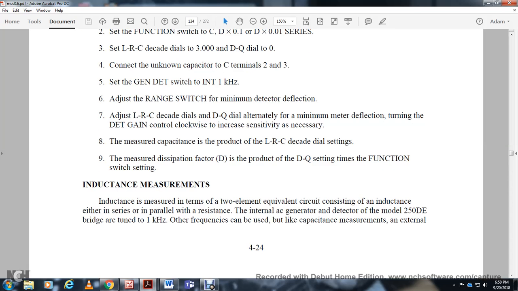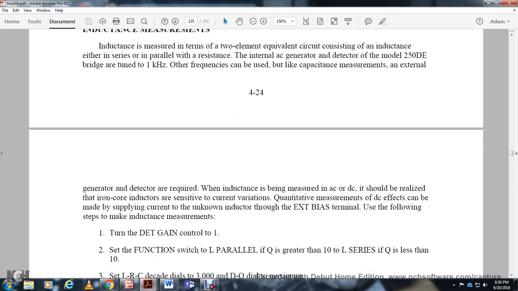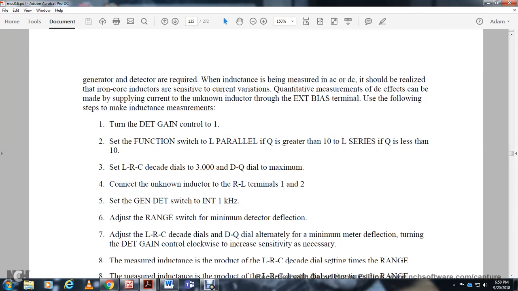Our inductance measurement. Inductance is measured in terms of the two element equivalent circuit, with inductance either in series or parallel with resistance. The internal AC generator detector of the 250 bridge at the 1 kilohertz frequency can be used, but as with capacity measurement, an external generator detector may be required. The inductance may be measured with AC, and should be reliable, since the inductor core current variation affects the quantity of the measurement. The DC effect can be made by supplying the current of the unknown inductor to the external bias terminal, following the same steps for making inductance measurements.